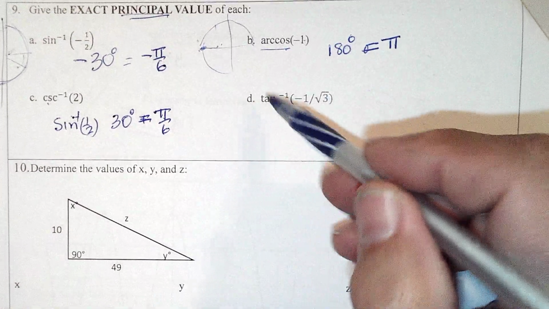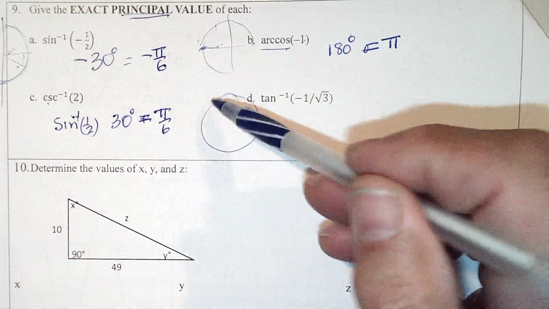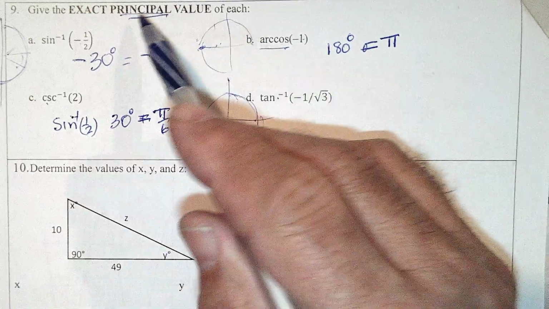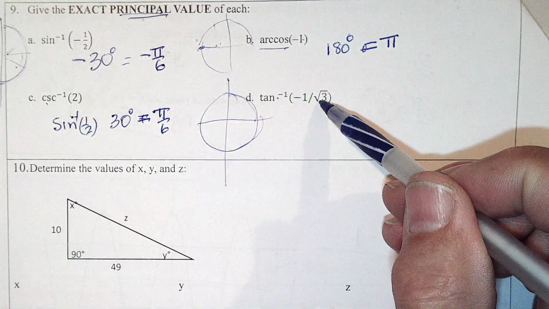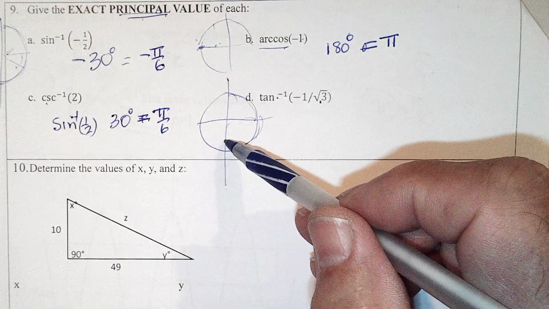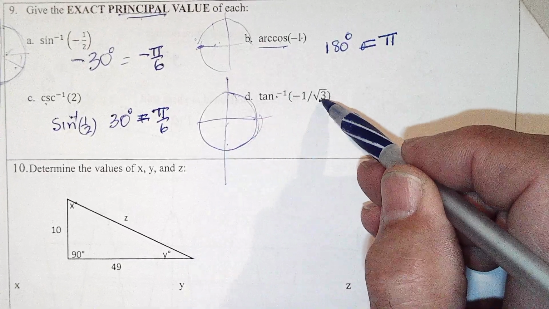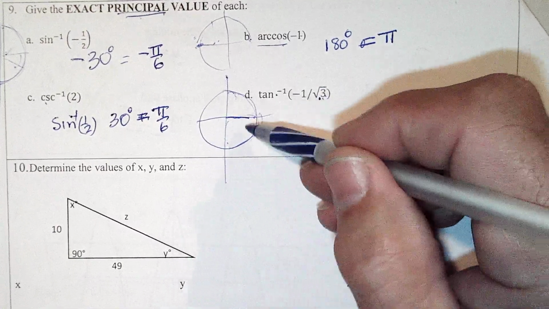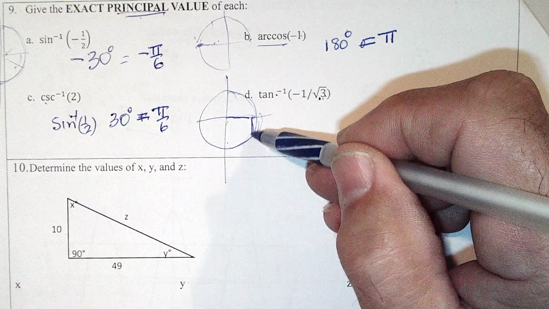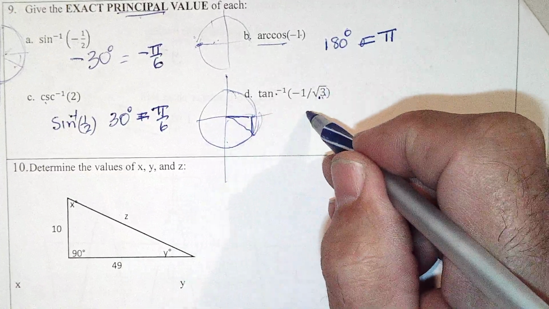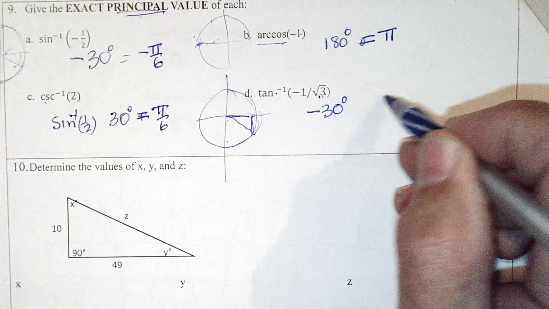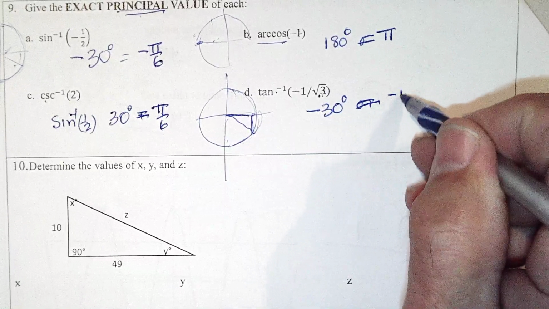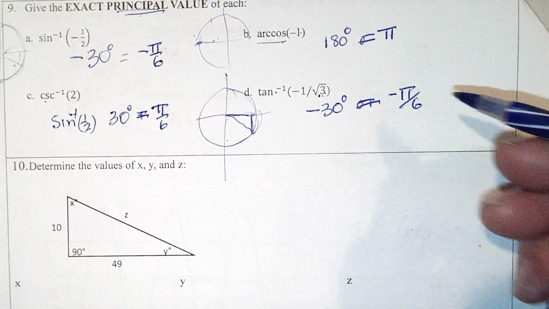Tangent. Tangent comes out of the first or fourth for the principal value. It's negative, so we got to come out of this quadrant. And it's got a square root of 3 in the cosine, so it's longer in the cosine than it is in the sine. So that's negative 30 degrees or negative pi over 6.